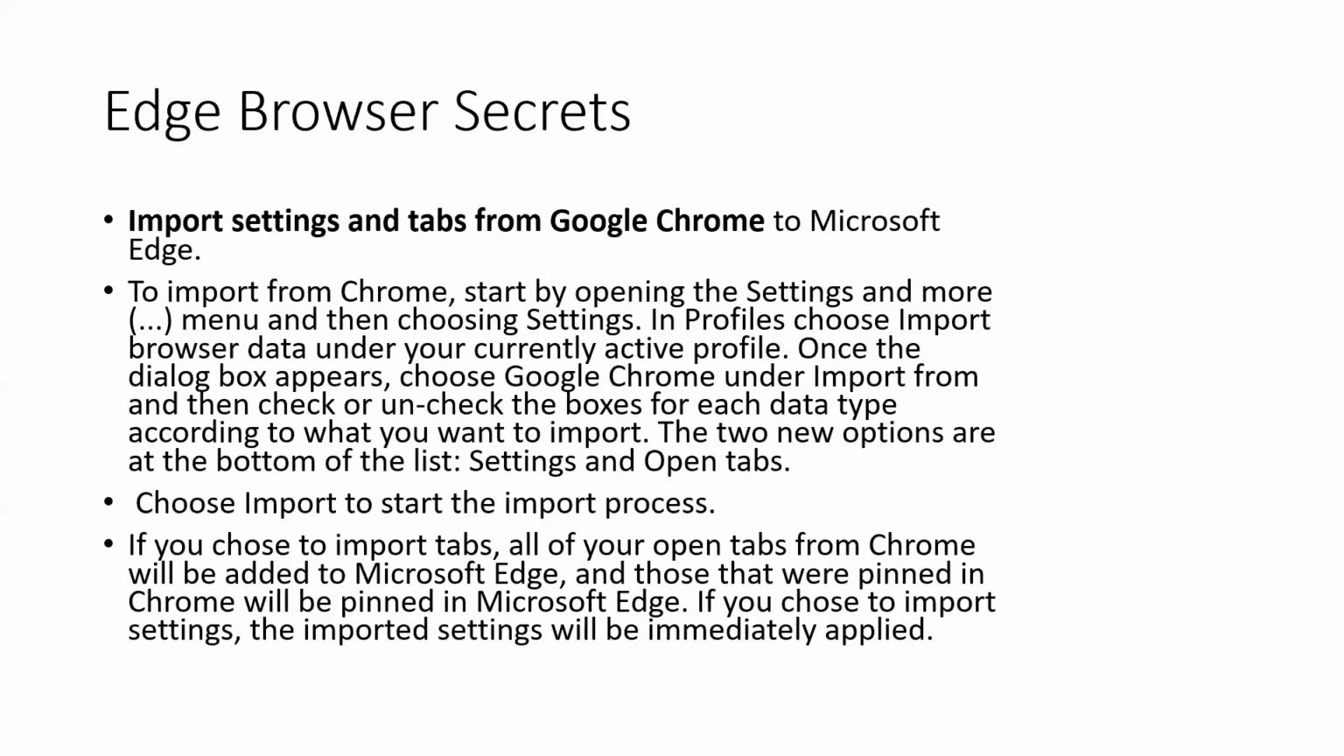If you want to import settings and tabs from Google Chrome to Microsoft Edge, start by opening the Settings and More menu, the 3 dots again, and then choose Settings. In Profiles, choose Import Browser Data under your currently active profile. Once the dialog box appears, choose Google Chrome under Import From, and then check or uncheck the boxes for each data type according to what you want to import. The two new options are at the bottom of the list, and they are settings and open tabs. Choose import to start the import process.